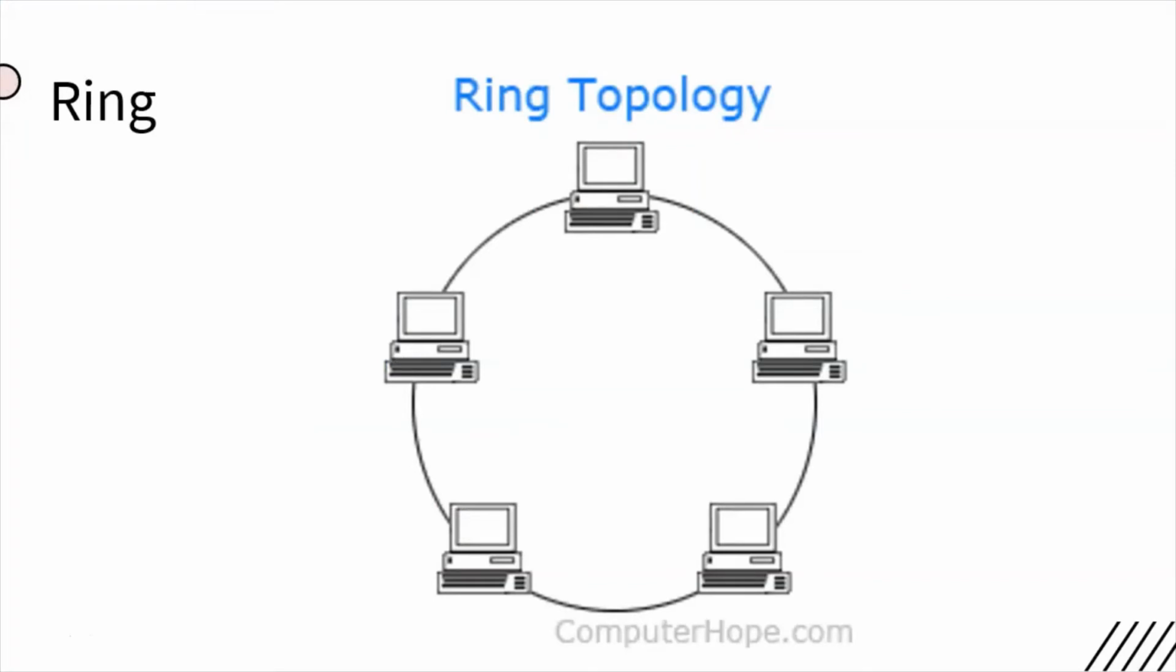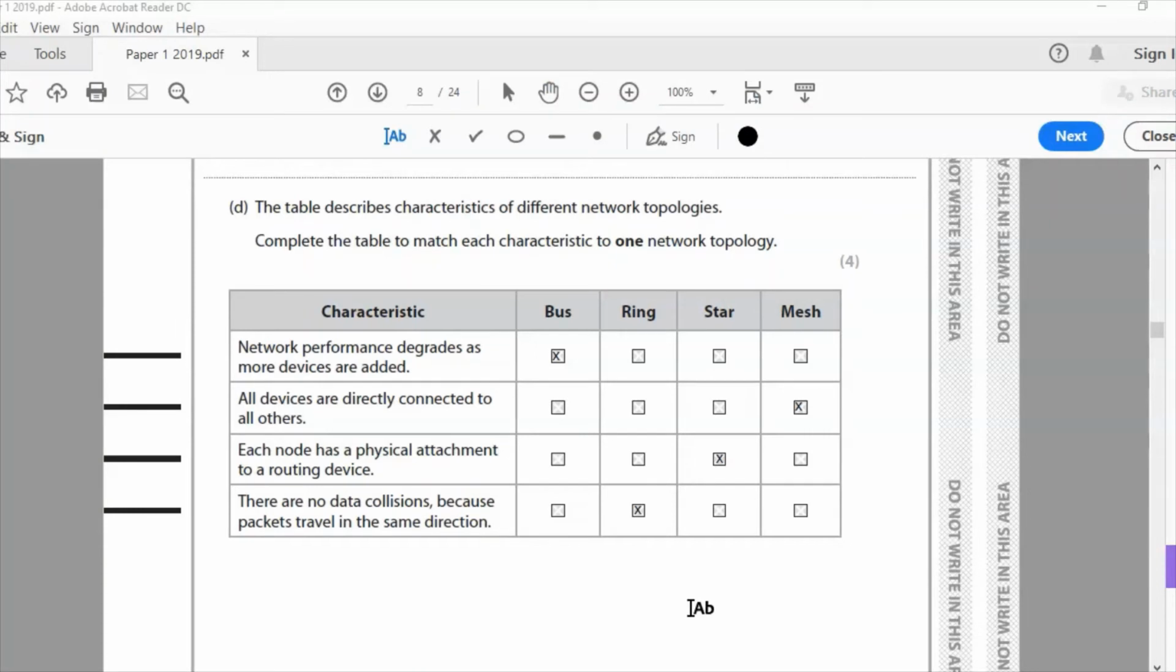If we look at the ring topology, all the data travels in one direction, it's unidirectional. So the last answer is that in a ring network, there can be no data collisions because all packets travel in the same direction. And that is the final point there. So each one has got one cross in it, and that gains me 4 marks.